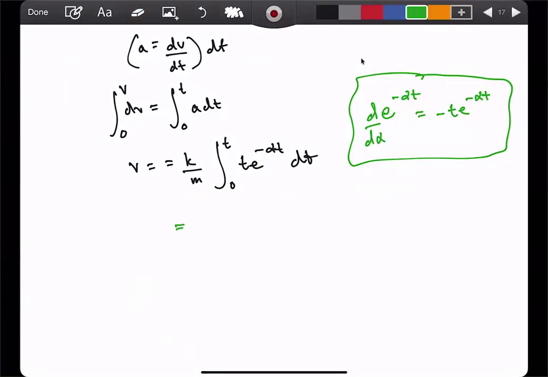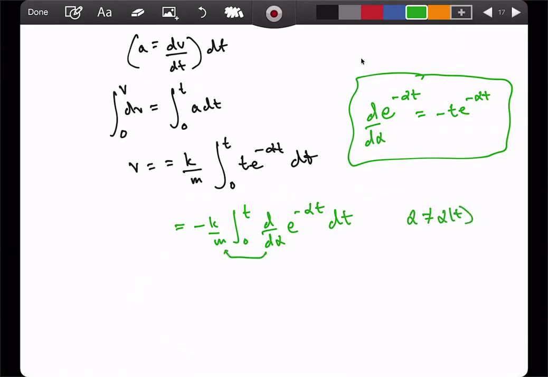So what do I mean by that? What I mean is that this guy's going to become minus k over m, integral from 0 to t, d d alpha of e to the minus alpha t dt. Now, in this case, alpha is technically a constant, but I'm treating it as a variable, but it is not dependent on time, which means that what? I can pull this derivative with respect to alpha outside of my integral. So this is the same thing as minus k over m, d d alpha of the integral from 0 to t of e to the minus alpha t dt.